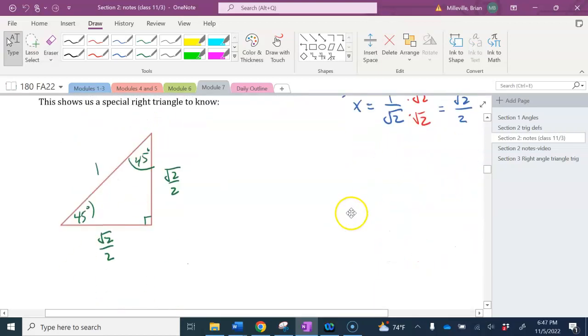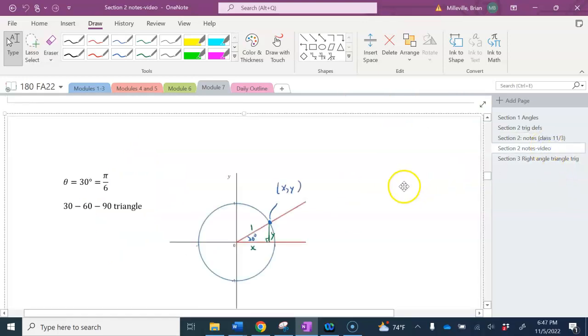It also told us we had a special triangle that we're going to use going forward. If we have a 45, 45, 90 triangle, and we're assuming the hypotenuse has length 1, the other sides are square root 2 over 2 respectively. And that will help us compute other values for sine and cosine.